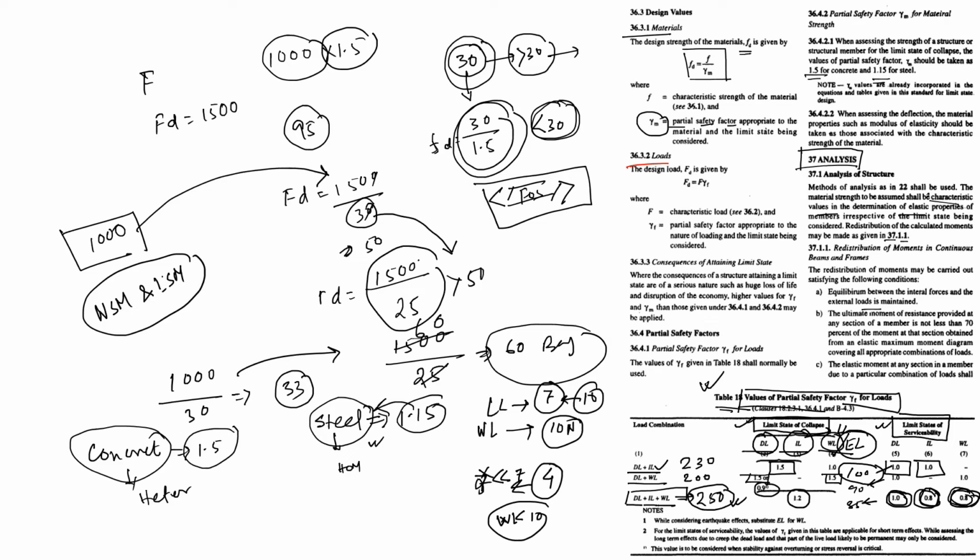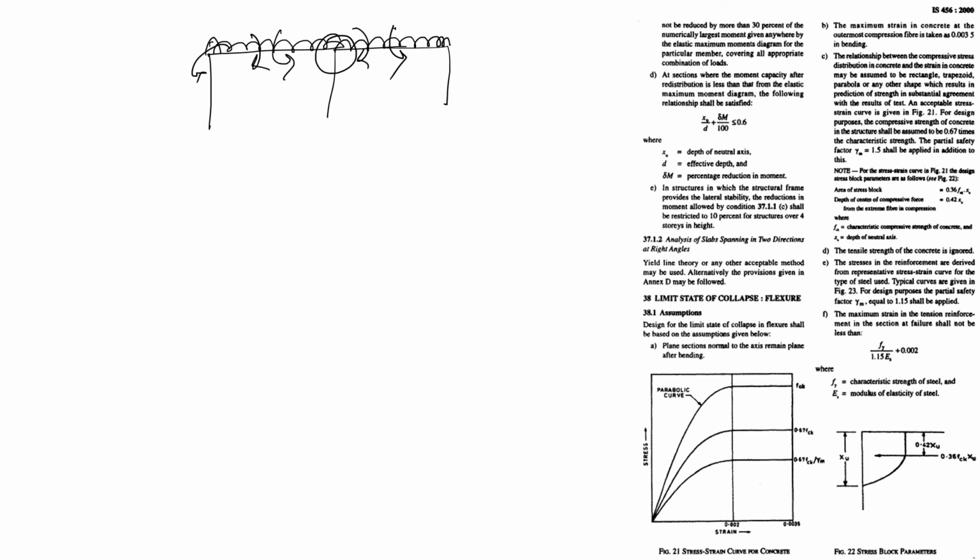The ultimate moment of resistance provided at any section of a member is not less than 70% of the moment at the section obtained from the elastic maximum moment diagram. Elastic maximum moment diagram means BMD. Not less than 70%, because 30% should be redistributed to other sections. The elastic moment at any section in a member due to a particular combination of load shall not be reduced by more than 30%.